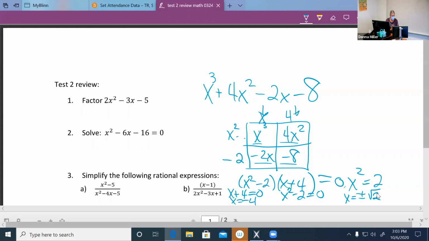Any yeses? I see no yeses, so I'm assuming factoring is good. All right, number 2, you factor and you solve. You're not going to see any quadratic equations on there. I hate quadratic and it's not on your final and it's just a waste of time, okay? So anything that you have to solve, you'll be able to factor on my test, all right?